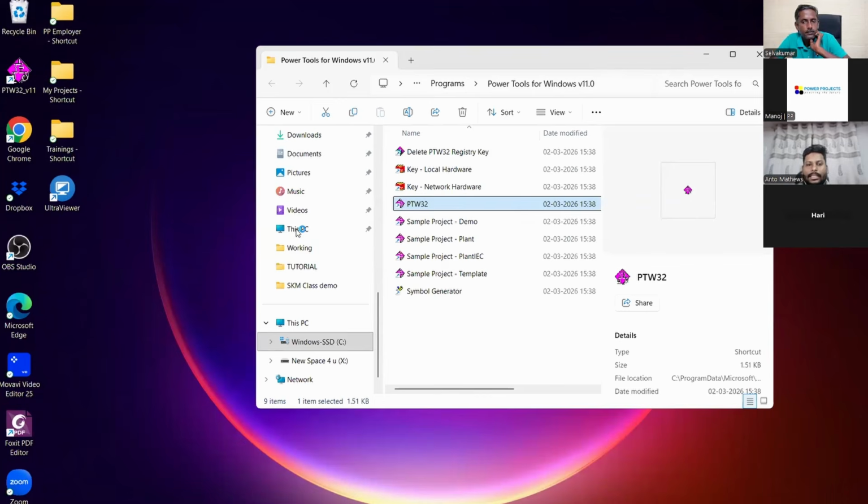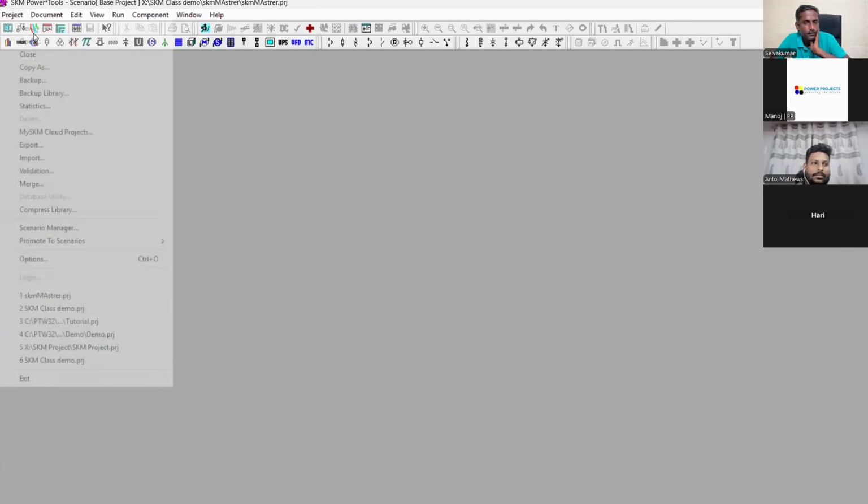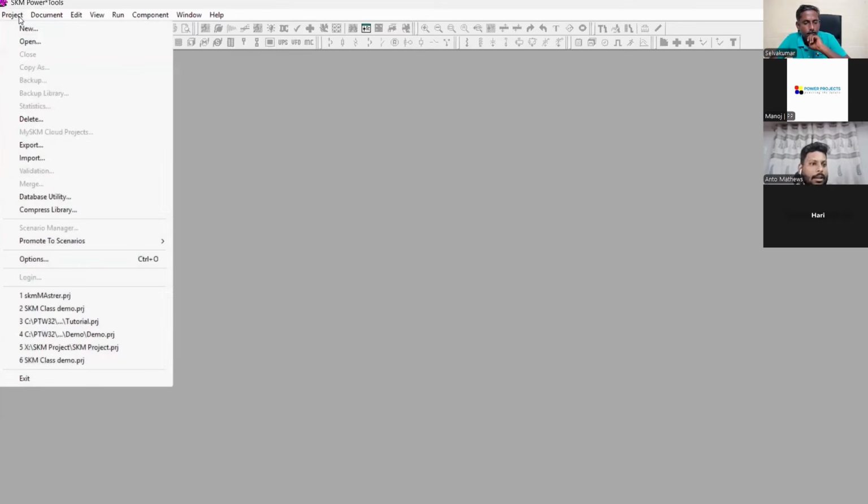So your SKM will get open. So I hope my SKM is open. Once you have opened your new SKM, it will appear like this. You have some options, like you can create a new project or you can work with your old projects. As of now, I was going to create a new project.